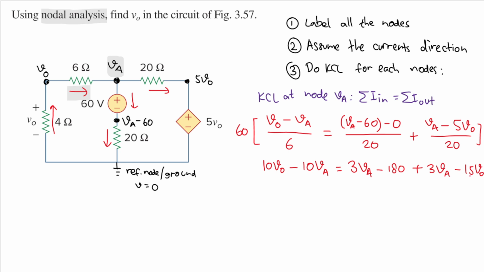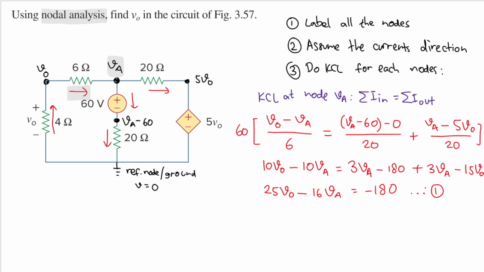Now let's move this V0 to the left hand side, so I will have 25V0, and then I will have minus 10, minus 3, and minus 3, minus 16. I think we'll have minus 16VA. And all of that will equal to minus 180. I think nothing that we can do further from here. Let's save this as equation number 1.